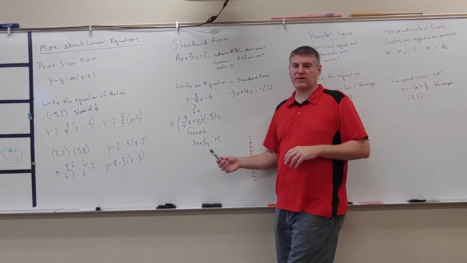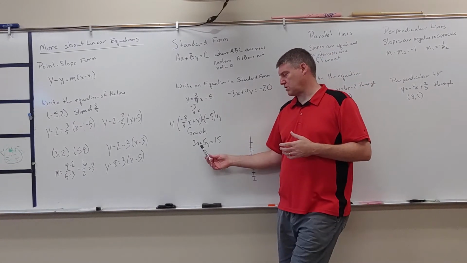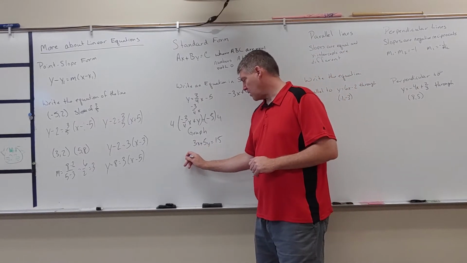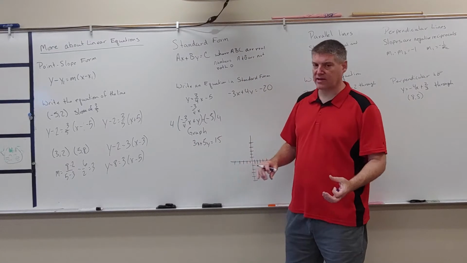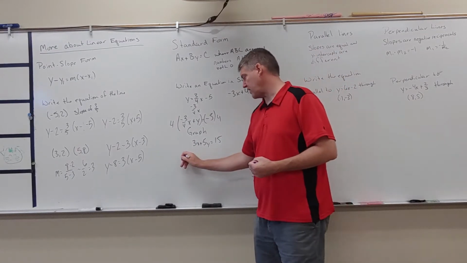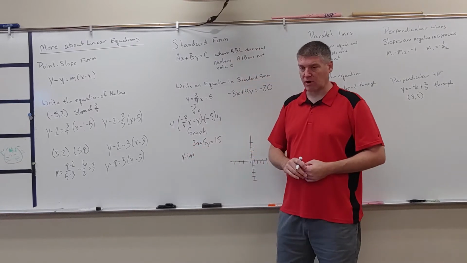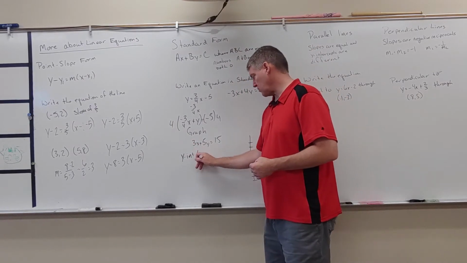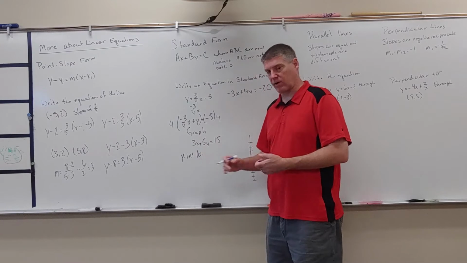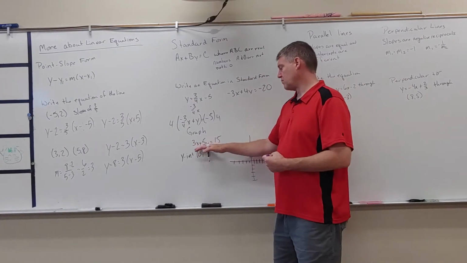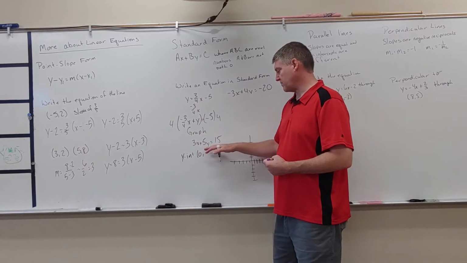Now, if I'm graphing in standard form, what I want to do is find the intercepts. So the intercepts are when I plug a 0 in for x or a 0 in for y. So if I want to find the y-intercept, what I'm going to do is plug a 0 in for my x. So I plug a 0 in here and I find out what I get. Okay, so 3 times 0 is 0 plus 5y equals 15.